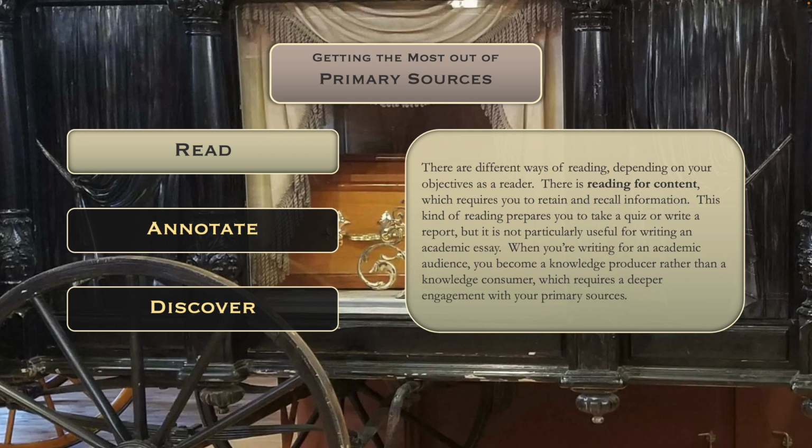There are different ways of reading depending on your objectives as a reader. There is reading for content, which requires you to retain and recall information. And this is what most of us are used to. This is what we're trained to do almost from the first grade, reading for content. This kind of reading prepares you to take a quiz or write up a report, but it is not particularly useful for writing an academic essay.